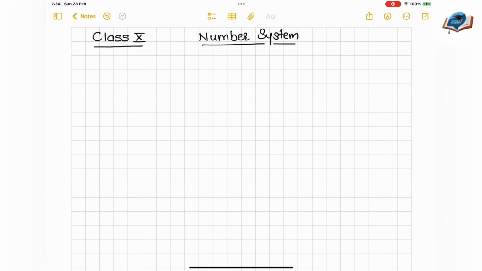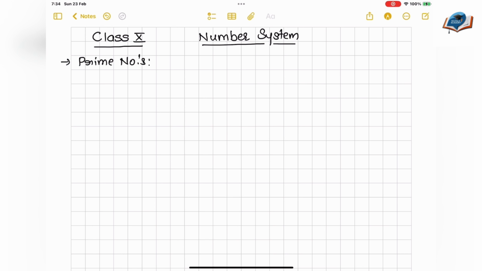Hello students. Now the first chapter in grade 10 is number system. Before we start the chapter, you should know some of the basic concepts. That is, you should know what is a prime number. So let us discuss that also here.